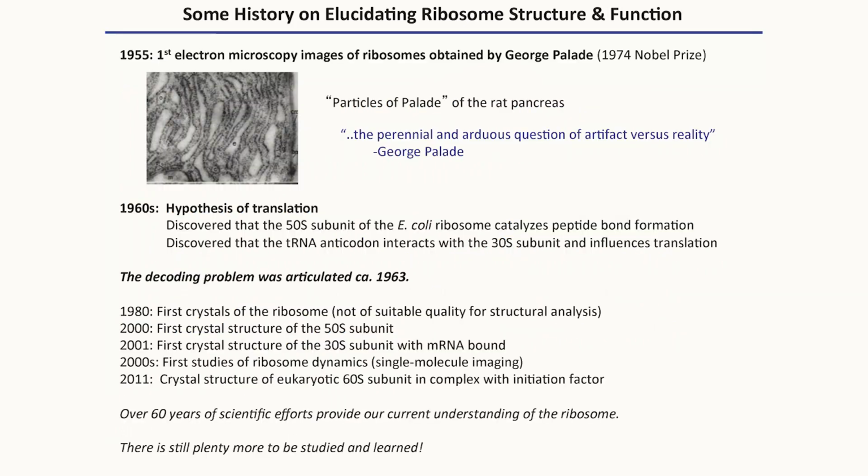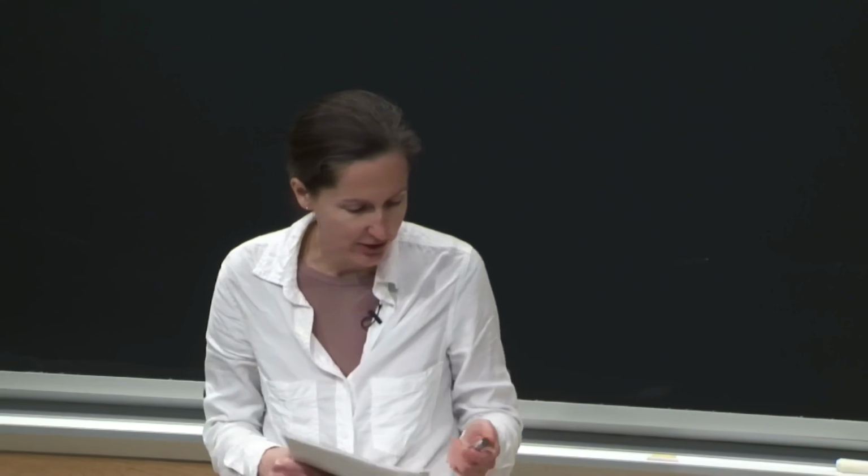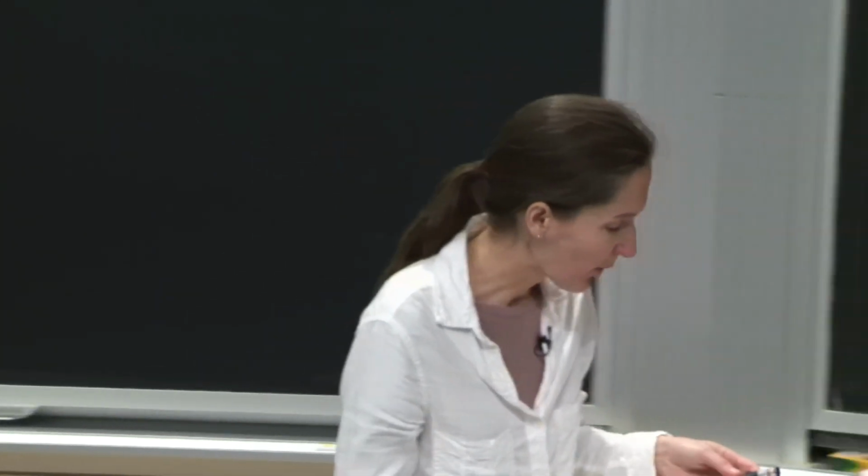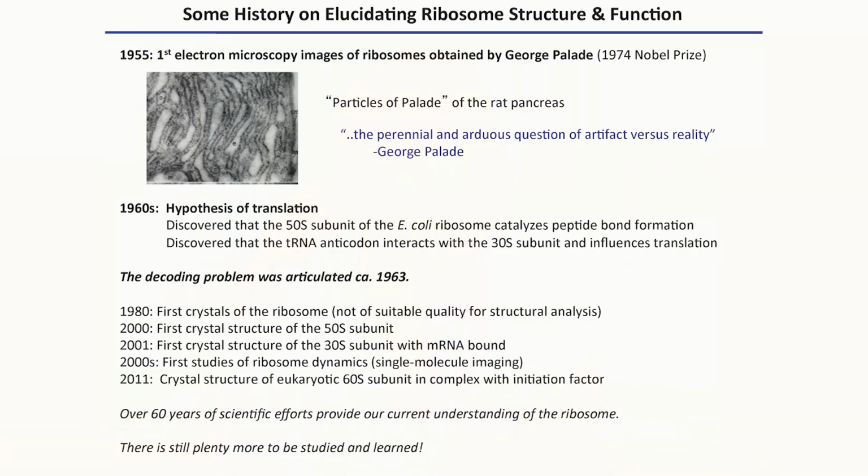Before we get into some more molecular level details about ribosome structure, it's important to appreciate how we've gotten to where we are now in terms of our understanding. And so where we'll start is back in some early studies of electron microscopy. And this is in the 50s. And this researcher, Palade, obtained images that look like this of rat pancreas tissue.